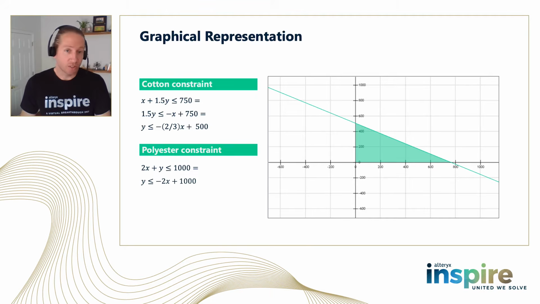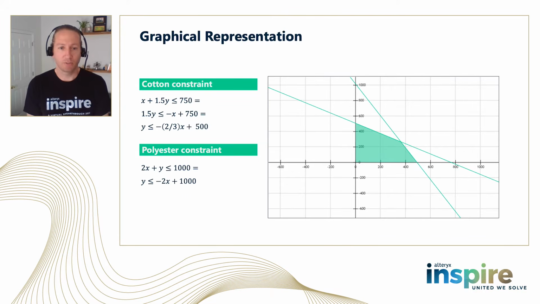There's obviously more to consider. We need to consider our polyester constraint. So the equation for our polyester constraint is 2x plus y less than or equal to 1,000. To isolate y, what we need to do is subtract 2x from each side, so we get y is less than or equal to negative 2x plus 1,000. Negative 2 is the slope, 1,000 is the y-intercept.